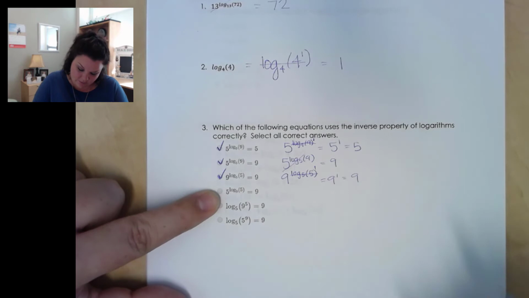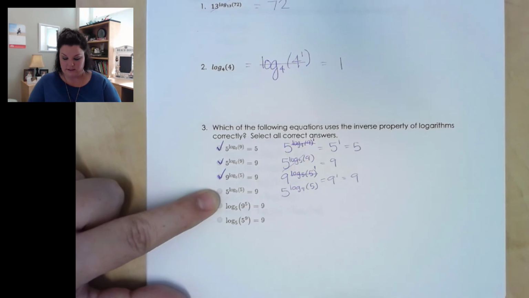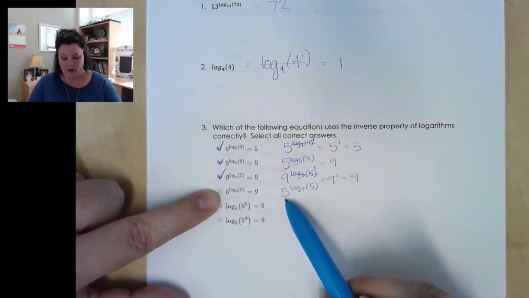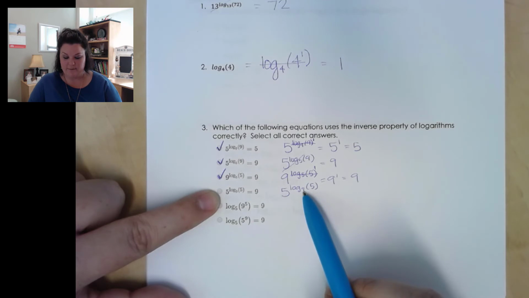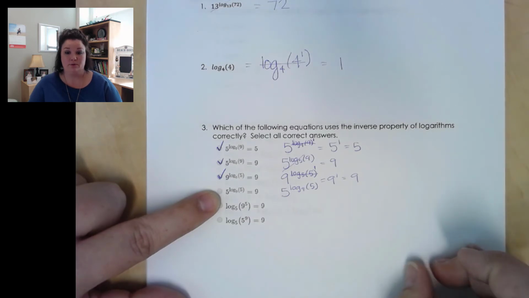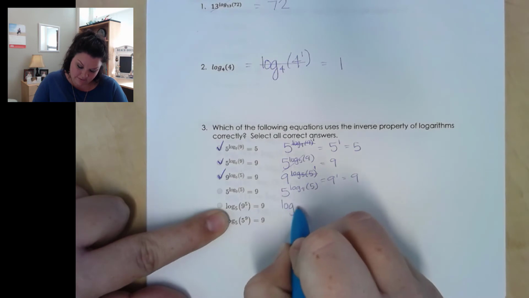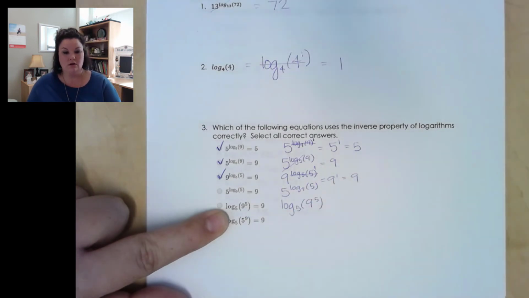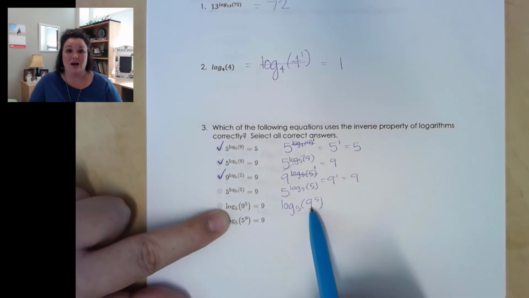Okay, when we look at this next one, we have 5 raised to the log base 9 of 5. Notice my exponential base and my log base do not match here, so those do not cancel. And then within my exponent, I have log base 9 and base 5. Again, they do not cancel, so this one does not represent the inverse property of logarithms. When I look at the next one, I have log base 5 of 9 to the 5th power. Notice this is log base 5. Inside that log, I do not have an exponential base 5, so these do not cancel.